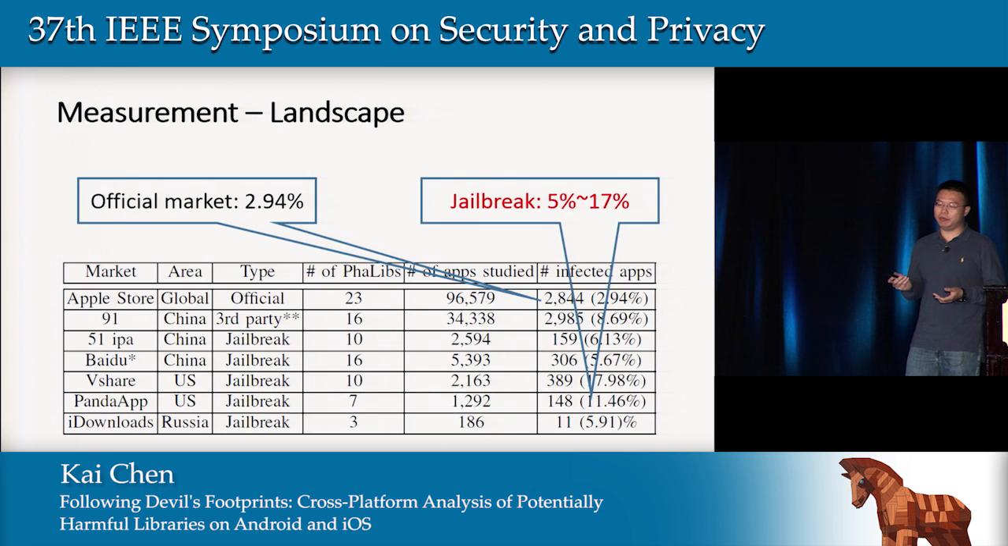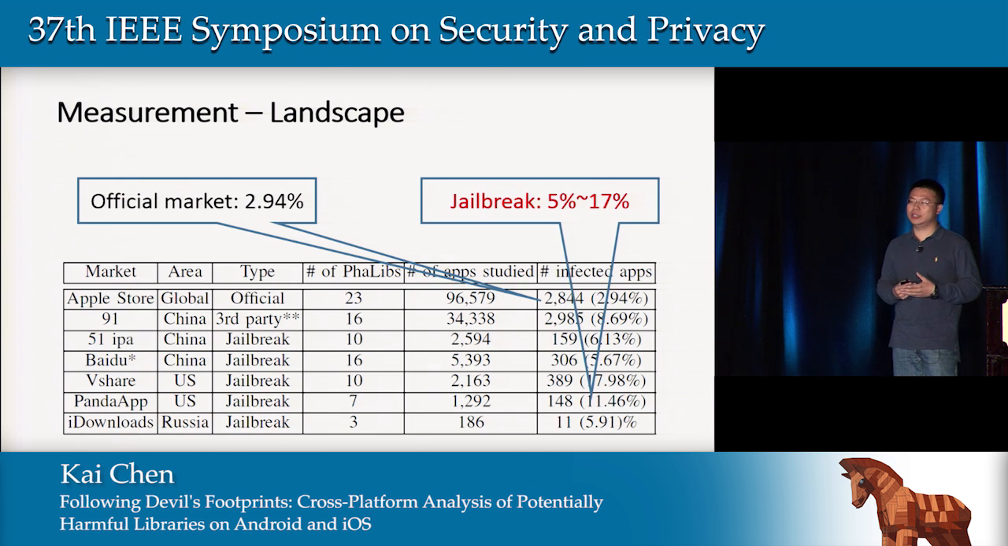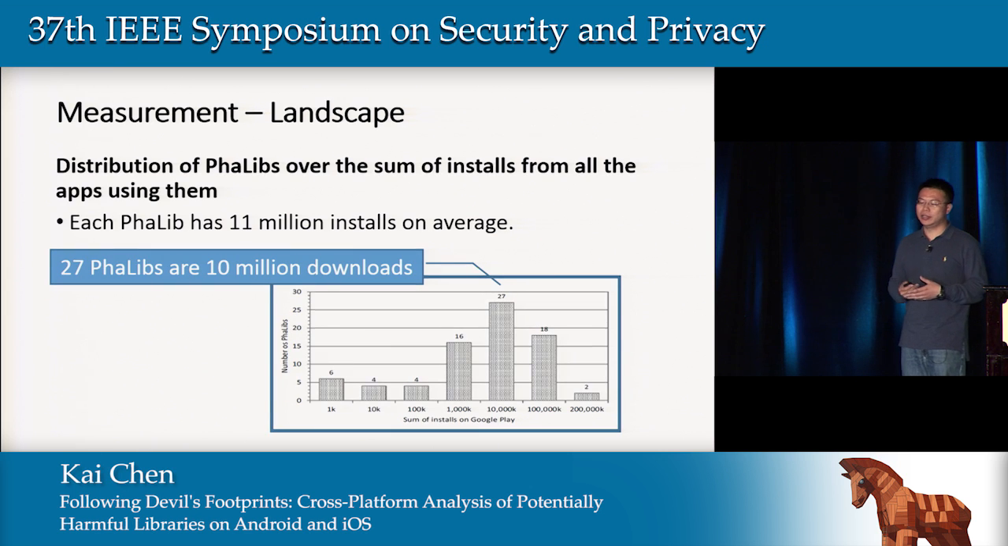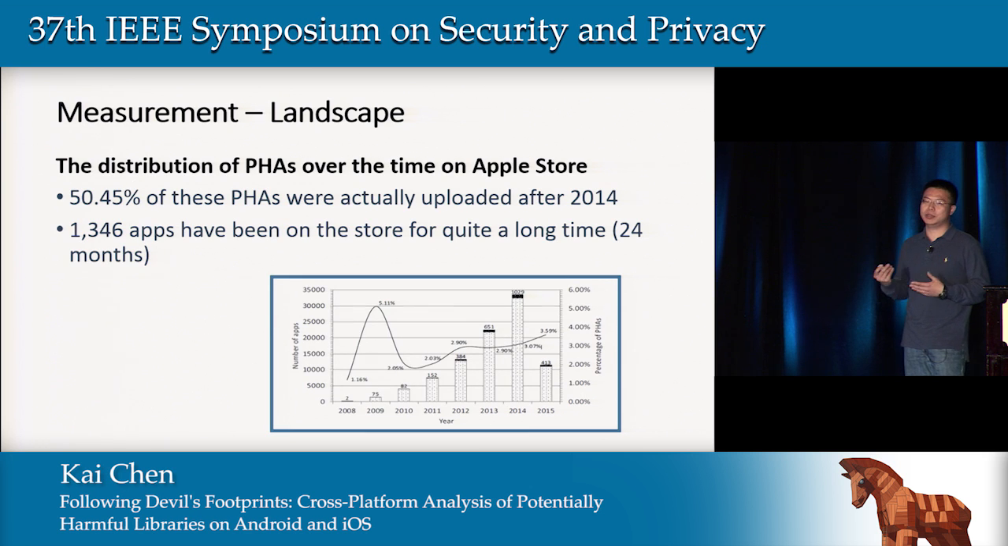So we tried to look back at the markets to see how many apps are potentially harmful. On the Apple Store, we found nearly 3,000 potentially harmful apps, so the ratio is about 2.94%. On other markets, like the jailbreak market, the ratio is higher, like 5 to 17%. We also found 27 potentially harmful libraries have over 10 million downloads. It impacts lots of users. Over half of these potentially harmful apps were actually uploaded after 2014, and over 1,000 apps have been on the store for quite a long time, 24 months.